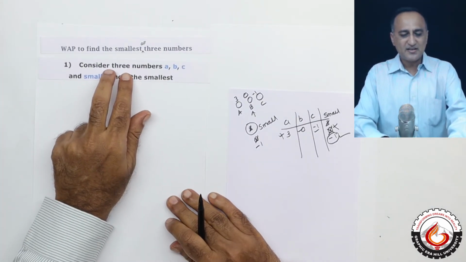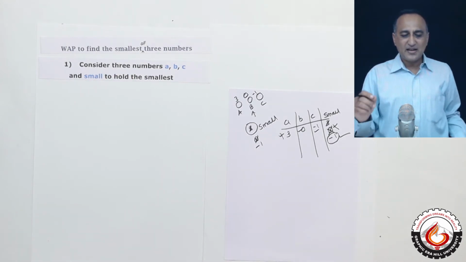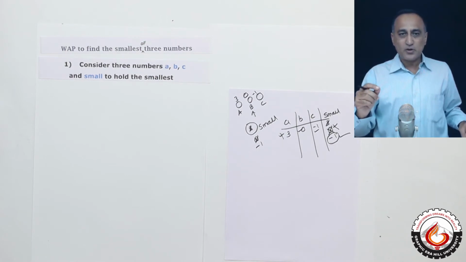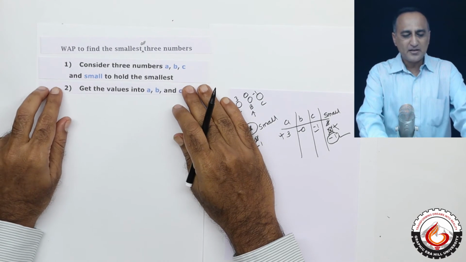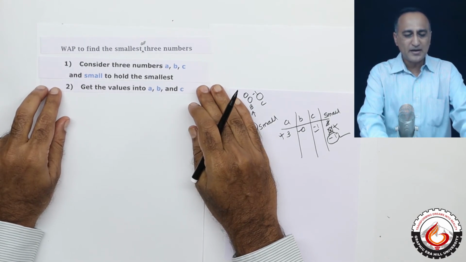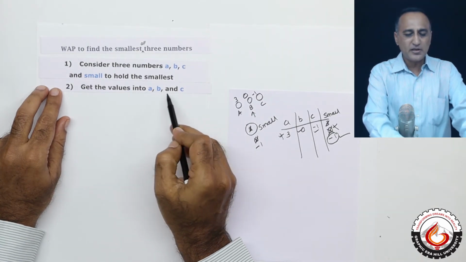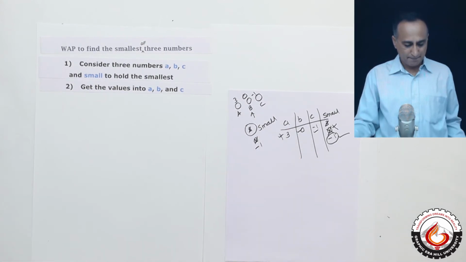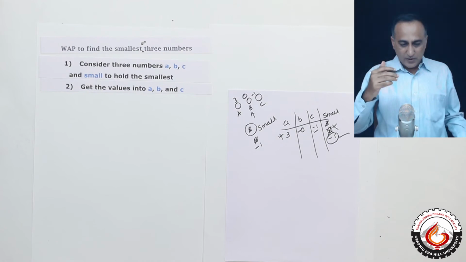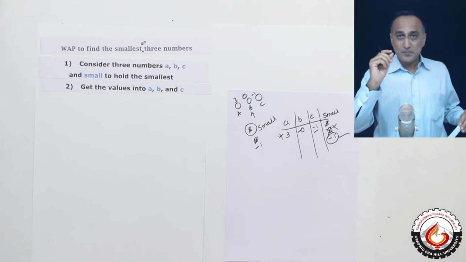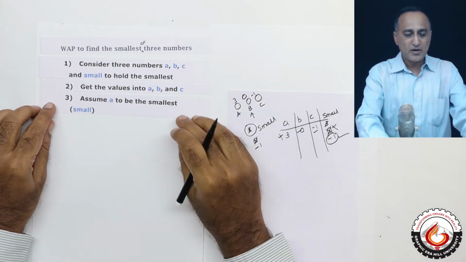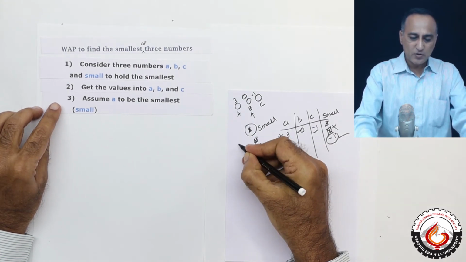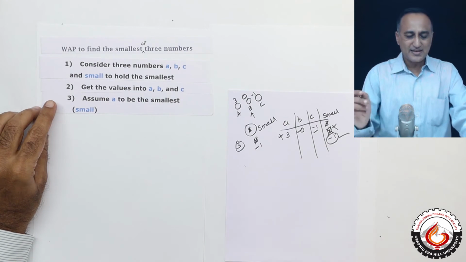I will say consider three numbers A, B, C and a variable called small to hold the smallest of the three numbers. In order to find the smallest, the first thing I need to do is read the values into A, B and C. So I can either say read values into A, B, C or get the values into A, B, C. So A, B, C could be 3, 0, minus 1. After I read the values into A, B, C, the first step I do is I assume A to be the smallest. So small is A. A was 3, so at this point small is A.